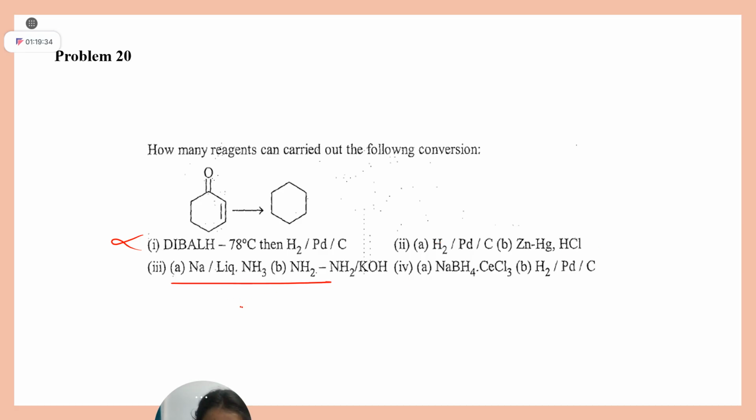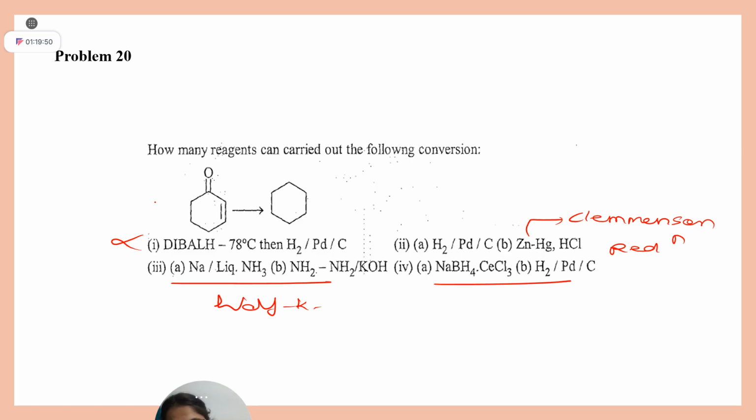This is your Wolff-Kishner reduction, and this Zn-Hg is your Clemmensen reduction. And this is your Luche's reagent. It can convert it into an allylic alcohol, and in the presence of H2/Pd-C, this double bond can be reduced. But here they don't want oxygen here. So you have to consider these two options, option number 2 and 3.